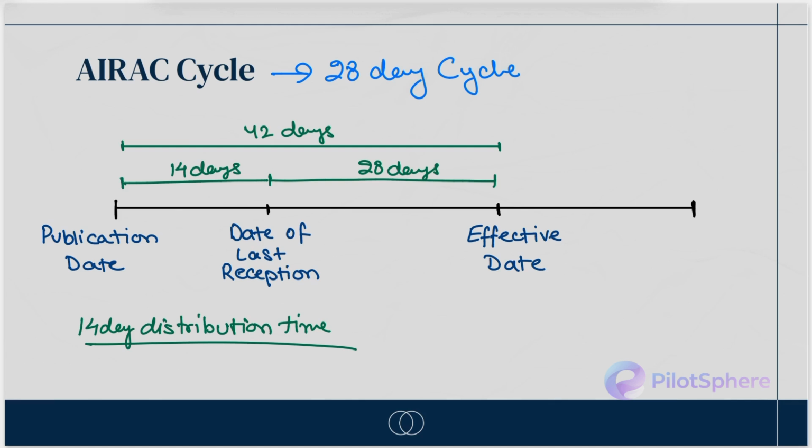So after the date of last reception till the effective date, you have 28 days to implement and make the changes in all your aircraft. Let's take, for example, you have to add a new waypoint. We have come up with a new waypoint in the Indian airspace. We're calling it Tiger. And the Airport Authority of India has established that this is the exact position. This is where it's going to be. This is the latitude and longitude. After it has been established, it needs to be added to the navigation database of each and every aircraft.